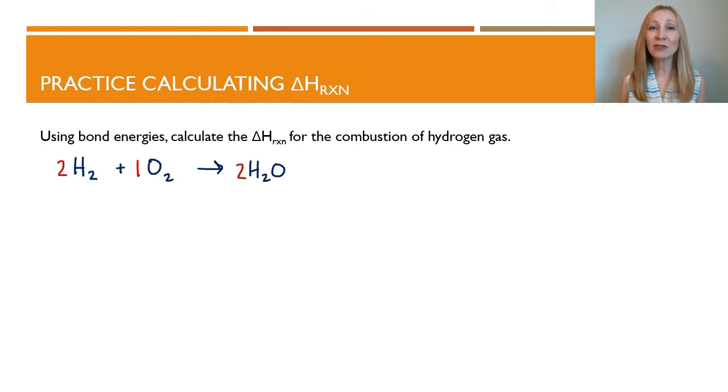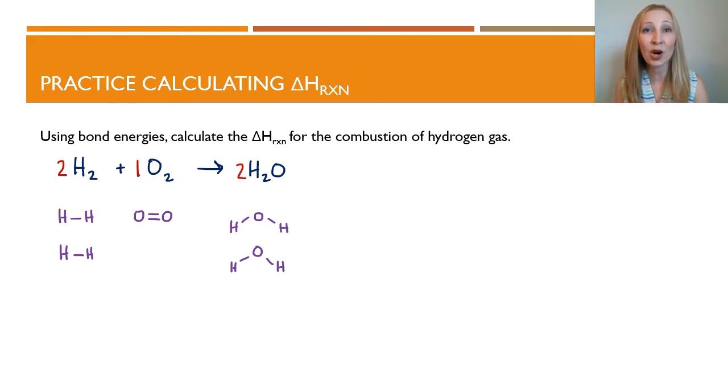Now the next step involves going back to Lewis structures. I'm going to be drawing the Lewis structure for each of these molecules because what I'm interested in is what is bonded to what? What atoms are bonded to each other? So I have these 2 hydrogen molecules, the 2 H2s. I have 1 oxygen molecule. Remember, it has a double bond. And then I have 2 water molecules. So I'm really interested in what bonds are in my reactants and what bonds are in my products.